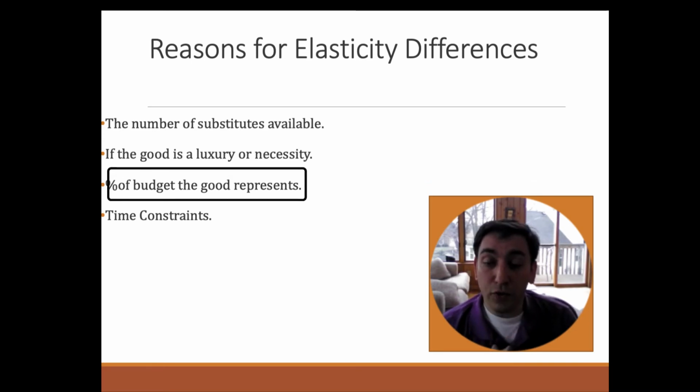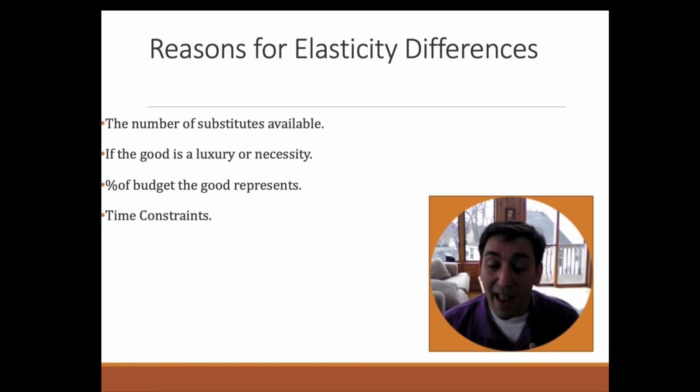If I go to the store and I need a pencil, and a pencil is 25 cents, if I then go to the student bookstore and I need a pencil for an exam that day and they have it and it's 50 cents, fine. I may just pay the extra 25 cents, even though proportionally it's a really big price change. Why? Because it's a quarter. It's not really worth it for me to drive all over.